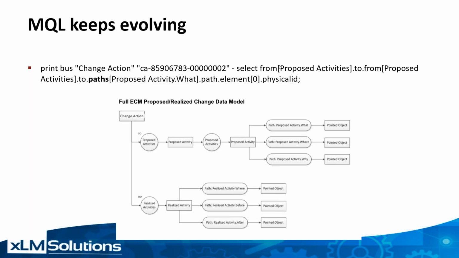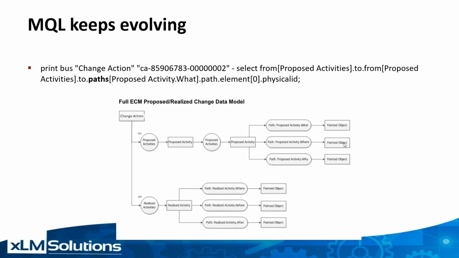So from a change action, you have to go to proposed activities, and then from the proposed activities to a path, and then you can have an activity like a what, where, or why, and then that will go through a path to actually the physical product or the physical ID. So you see there are these paths associated between the change action and the physical product.